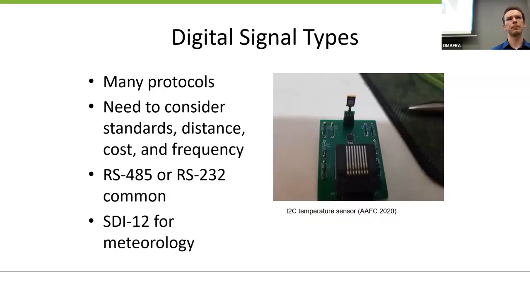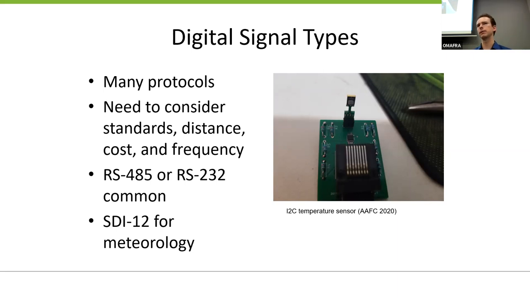Digital signals are more standard. So you look at your Modbus signal, you see your RS-485 or 232. You might also see SDI-12 signals, which is common for field meteorology. For this project, our irrigation sensors were SDI-12. They're easy to integrate with data loggers, but they're pretty low data rate. So if you wanted to measure something quickly, they might not be the best choice.